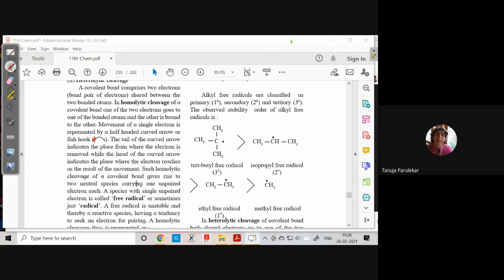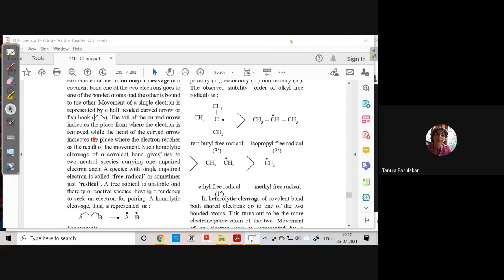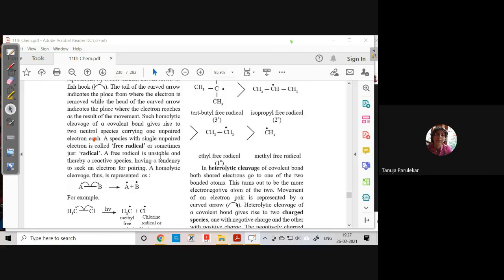Such homolytic cleavage of a covalent bond gives rise to two neutral species carrying one unpaired electron each. These species are called free radicals, or sometimes simply radicals. Now, a radical is never stable. It is highly unstable. In fact, if it does not find anything to react with, it will immediately revert back. It is a reversible reaction.